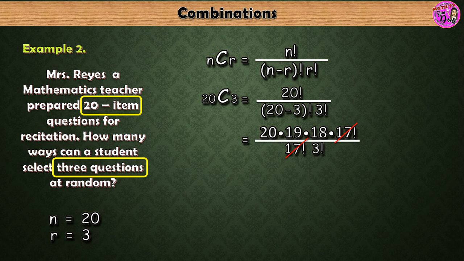20 times 19 times 18 is 6,840 over 3 factorial. That's 6. So 6,840 divided by 6 is equal to 1,140. Therefore, there are 1,140 ways the student can select from the 20-item questions.